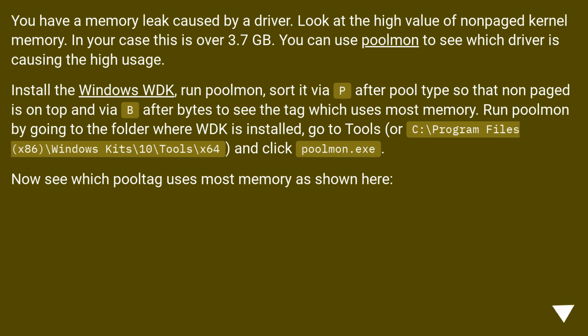Run PoolMon by going to the folder where WDK is installed, go to Tools, or /Program Files (x86)/Windows Kits/10/Tools/x64, and click poolmon.exe. Now see which pool tag uses most memory as shown here.